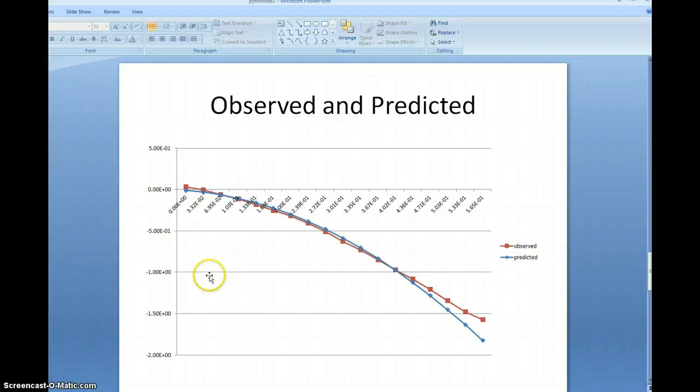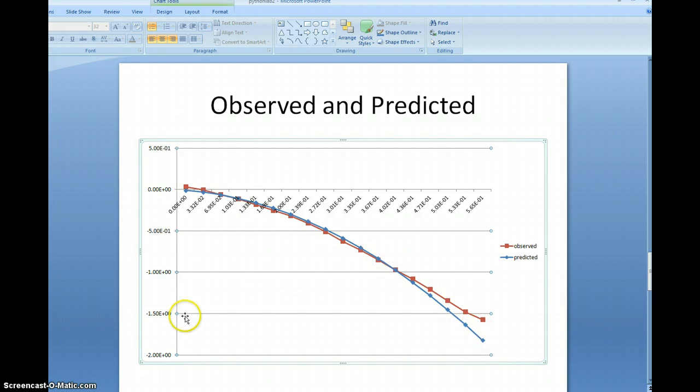The blue line here is the predicted trajectory according to the computation model, and the red line is the actual observed trajectory. As you can see, there's a little bit of a difference here towards the end that is probably due to the drag force.